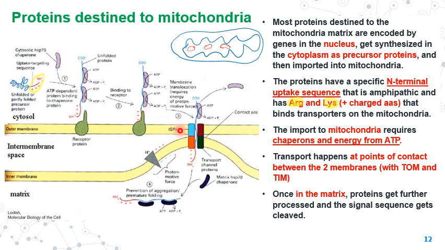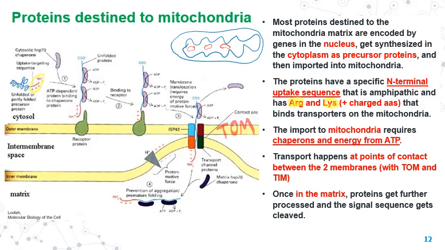If your protein is intended to be at the intermembrane space, then you only have to worry about one transporter. And this transporter is located at the outer membrane. The name we give to that transporter is the translocator in the outer membrane, or TOM. Okay, that is TOM.